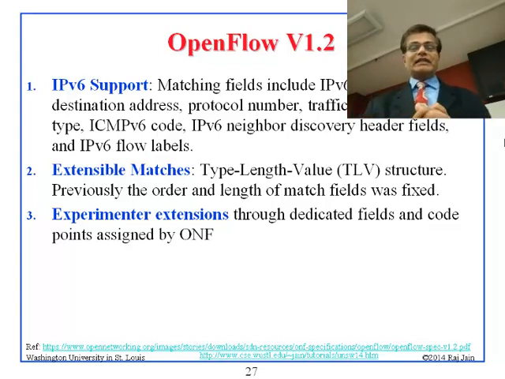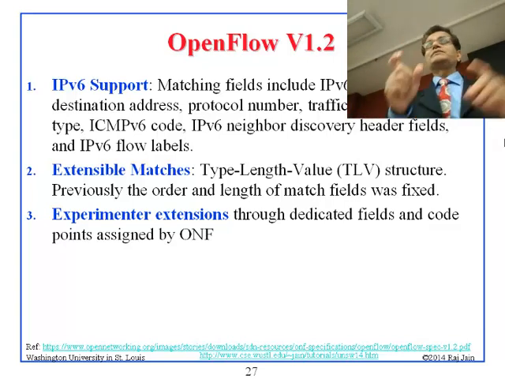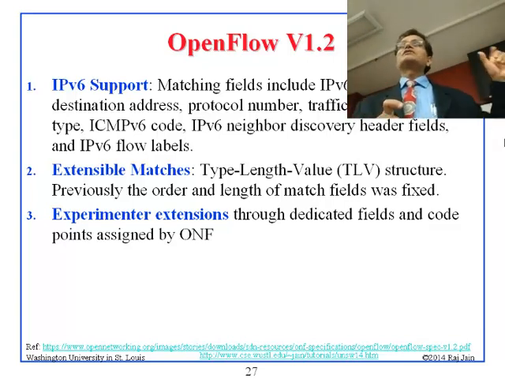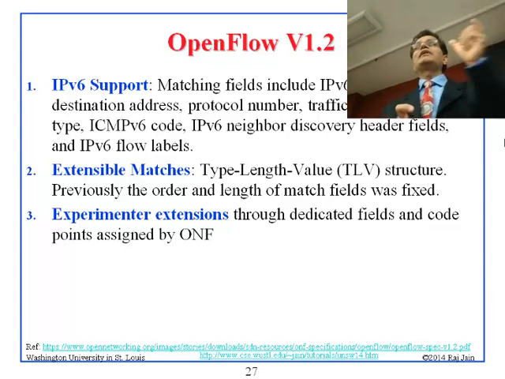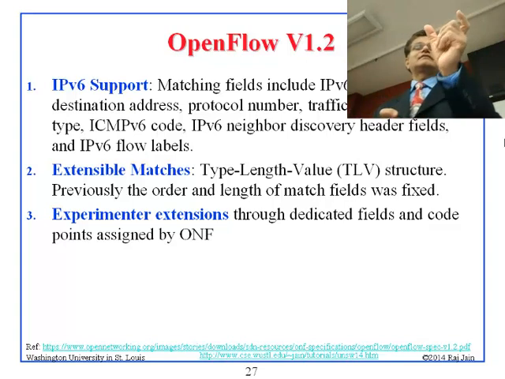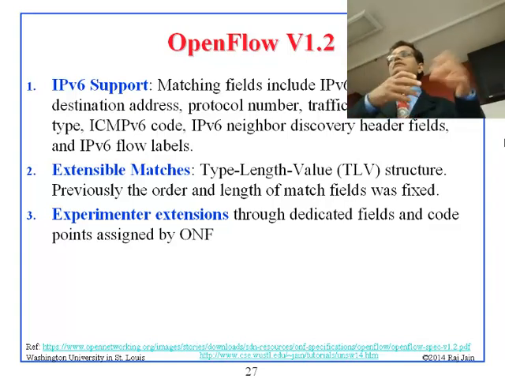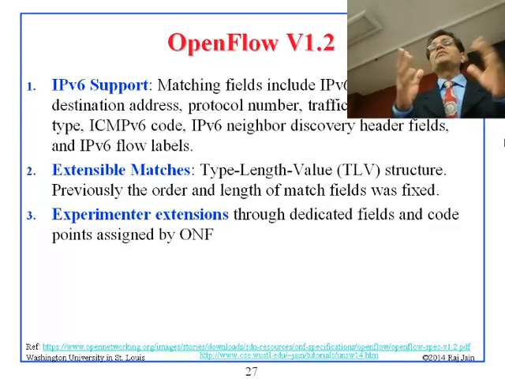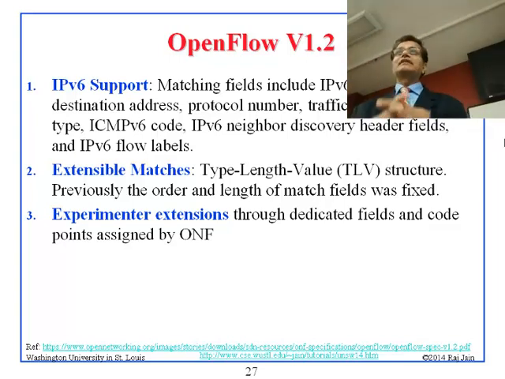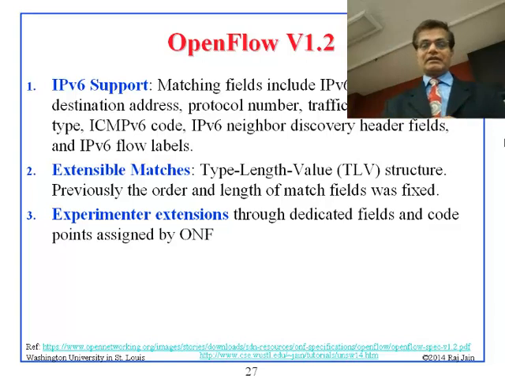And by this time, they realized that we cannot have fixed size fields. Previously, all these fields were fixed size. So now we have TLV, type, length, and value. So we say, okay, this is an IPv6 address, length 128-bit, and the value is so and so. IPv6 address is very straightforward, but there are other fields that could be variable length. So you put TLV in the table.